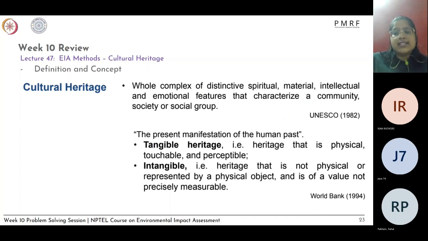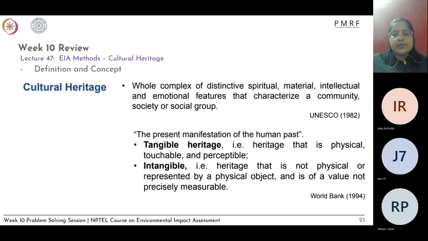And then we look up the definition of cultural heritage itself. UNESCO in 1982 defined cultural heritage as the whole complex of distinctive spiritual, material, intellectual, and emotional features that characterize a community, society, or social group. And the World Bank in 1994 defined cultural heritage as the present manifestation of the human past. So anything which is related to the human past and how it is perceived today. And it defined two dimensions to cultural heritage.